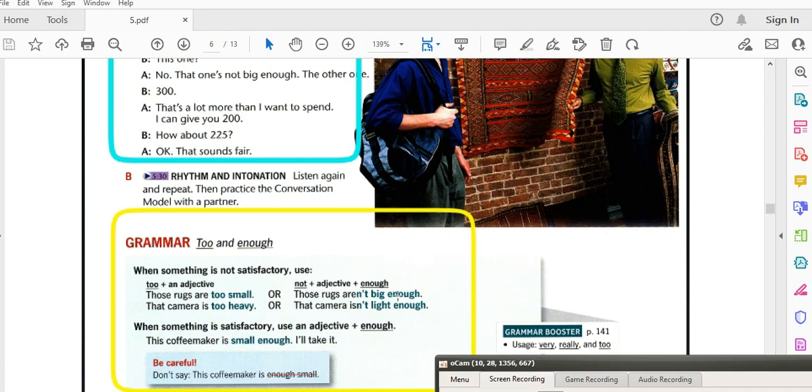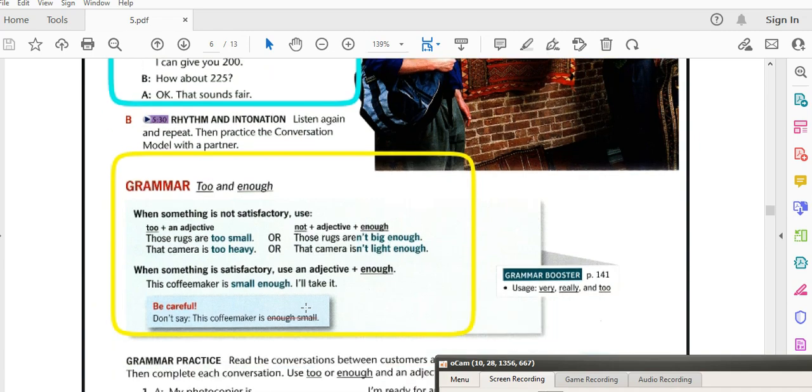Adjective, big or light, then enough. Those rugs are not big enough. This coffee maker is small enough. I'll take it.